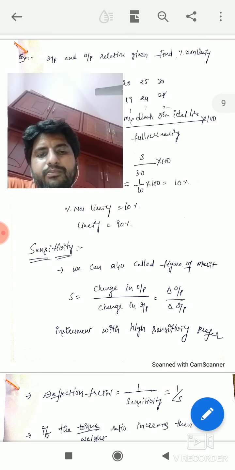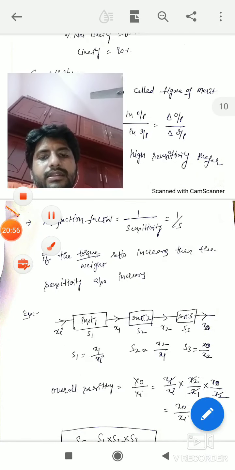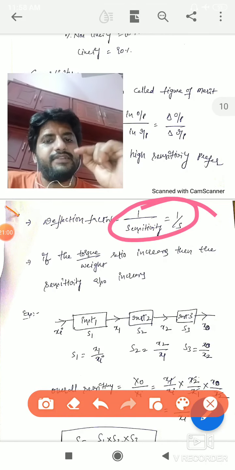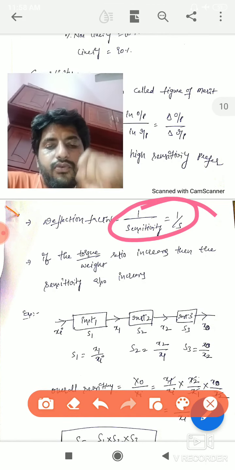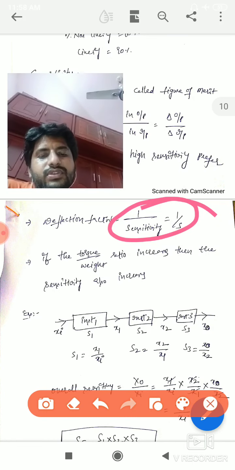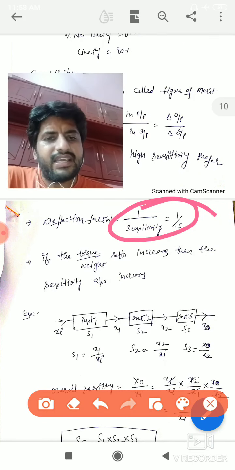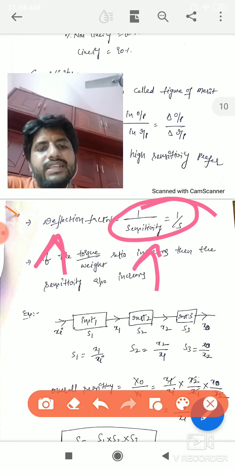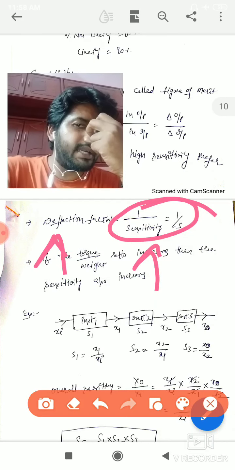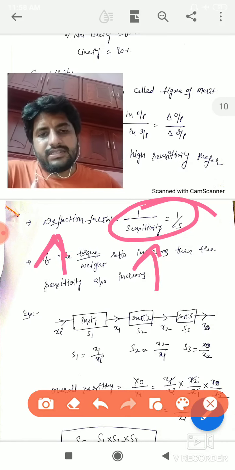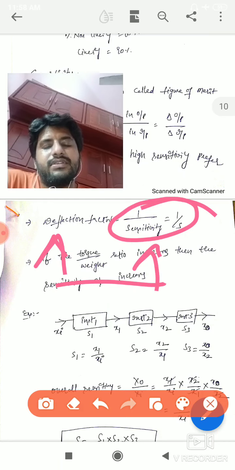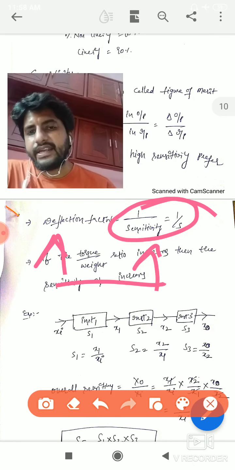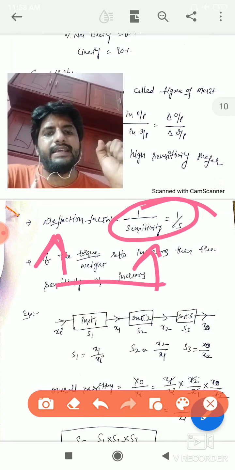This is one more important point. Deflection factor is equal to 1 by sensitivity. Now, one more important GATE question: if the torque to weight ratio increases, my sensitivity also increases. Note this down. These two are very important GATE questions. In last year's GATE also you got this question. If the torque to weight ratio increases, what about the sensitivity? My sensitivity also increases.